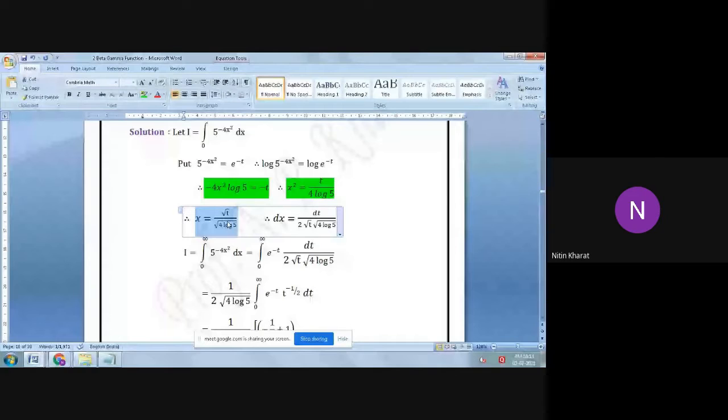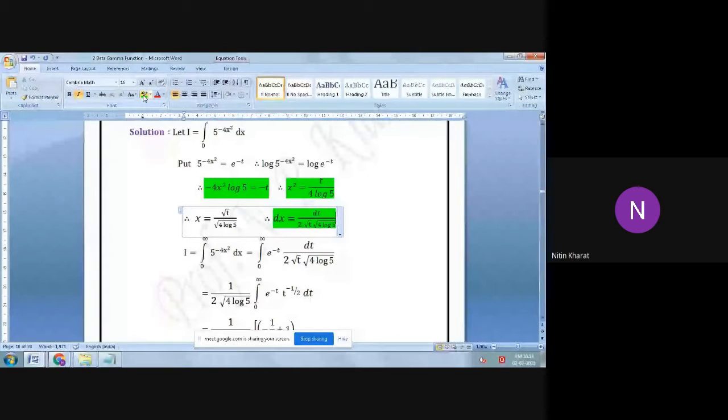Then what we have to do? We have to find the derivative of both the sides. The derivative of x is dx, and the derivative of root t is 1 upon 2 times root t, and the remaining terms remain constant as they are, and the derivative of t is dt. So we get dt upon 2 times root t, again in root 4 times log 5. We have to make the simplification. Then we have to put all the values.